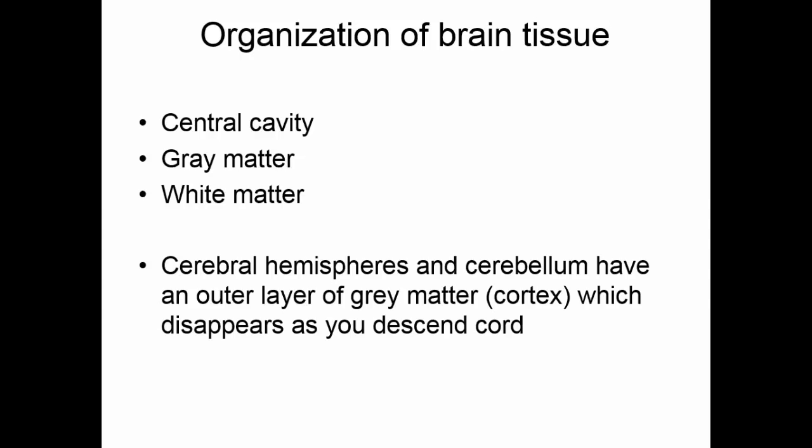The brain is organized around a central cavity. Immediately outside the central cavity is gray matter, and then there is white matter. In the cerebrum and the cerebellum, we have an outer layer of gray matter. This is referred to as the cortex. This disappears as you descend down the cord.